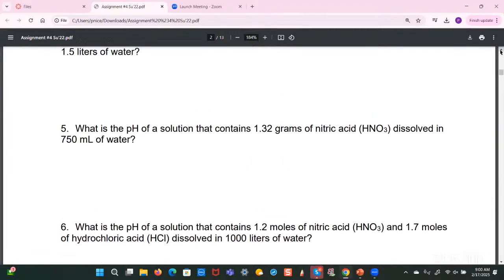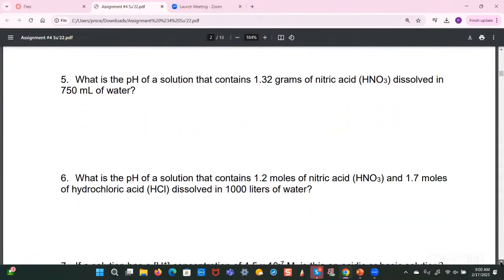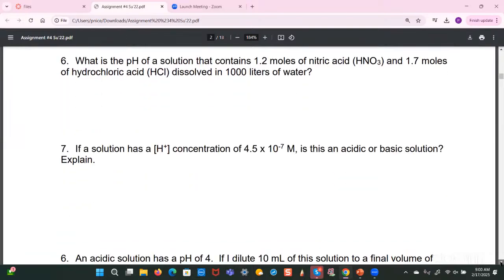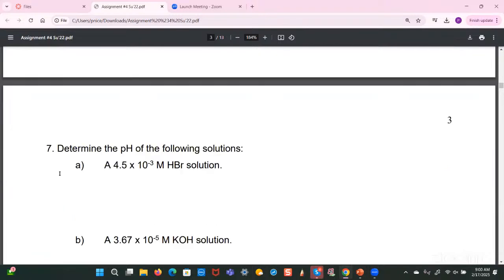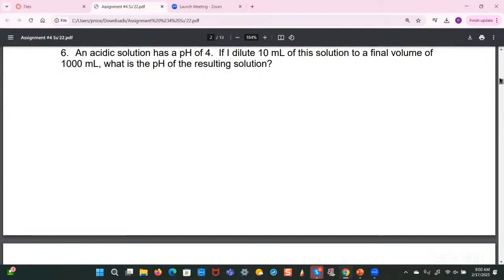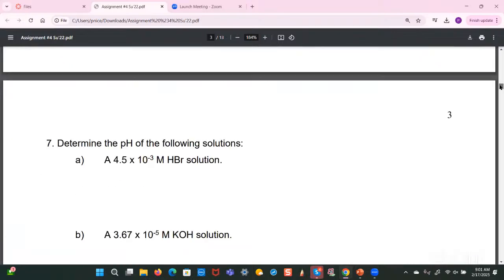Hold on, let me see here. We should be able to do question 4, 5, 6. We did 7 already. 8. Okay. Oh, I screwed up on the numbering system. Oh, this is 6. I'm sorry. We should be able to do 6, 7.